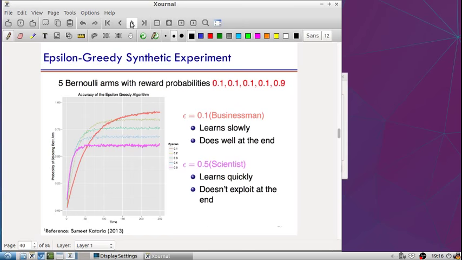And so here's a plot. There are five arms. These are the true reward probabilities. Let's say these are Bernoulli arms: 0.1, 0.1, 0.1, 0.1, 0.9. So there is one of these slot machines which really has a high mean reward. If you knew that, then you would always pull this particular slot machine. But you don't know that.